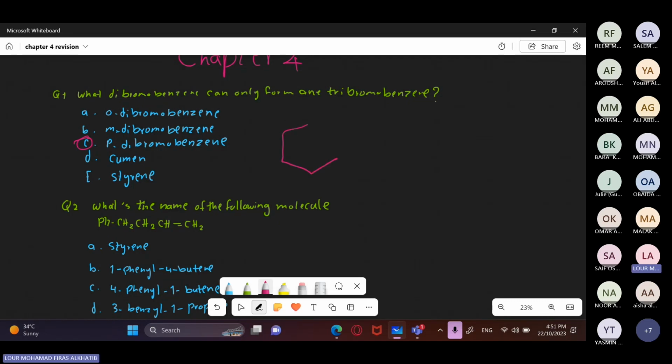Where would be an O location? This and this, right? And then M would be this and this, and P would be this and this. So when we have dibromobenzene that will only give us one tribromobenzene, we'll have to have the bromines here and here. So wherever we put the other one, it'll all be the same thing. Everyone has this understood, right?